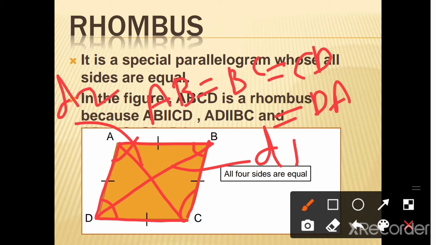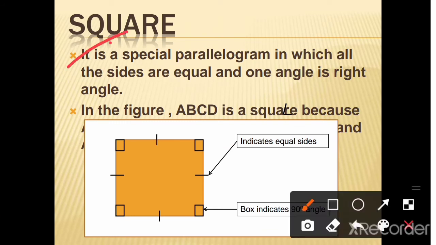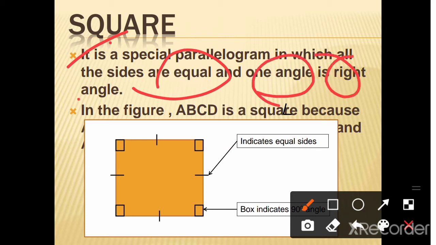So both diagonals are different in the case of a rhombus, but in the case of a square, both diagonals are equal. So next is a square. This is a square, a special parallelogram in which all sides are equal and one angle is a right angle. Not only one angle, each angle is 90 degree in the case of a square. ABCD is a square, all sides are equal and all angles are 90 degree, and the diagonals are also equal in the case of a square.